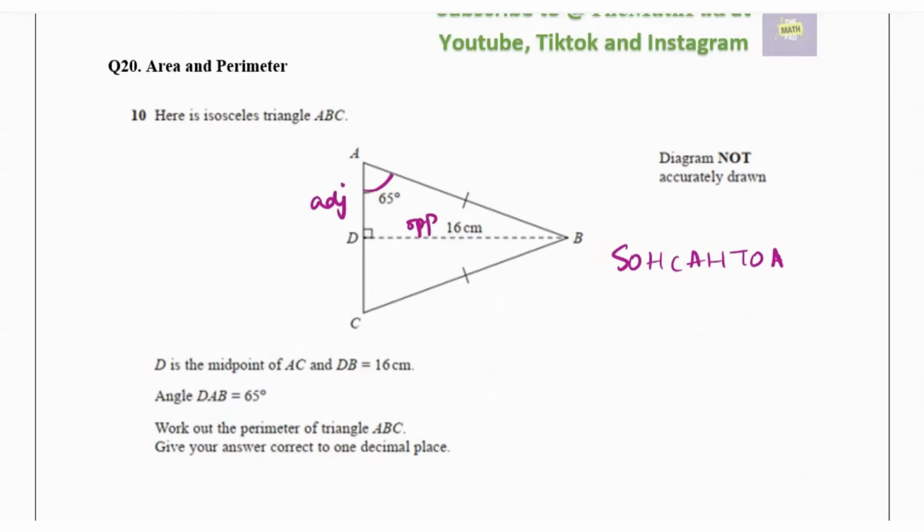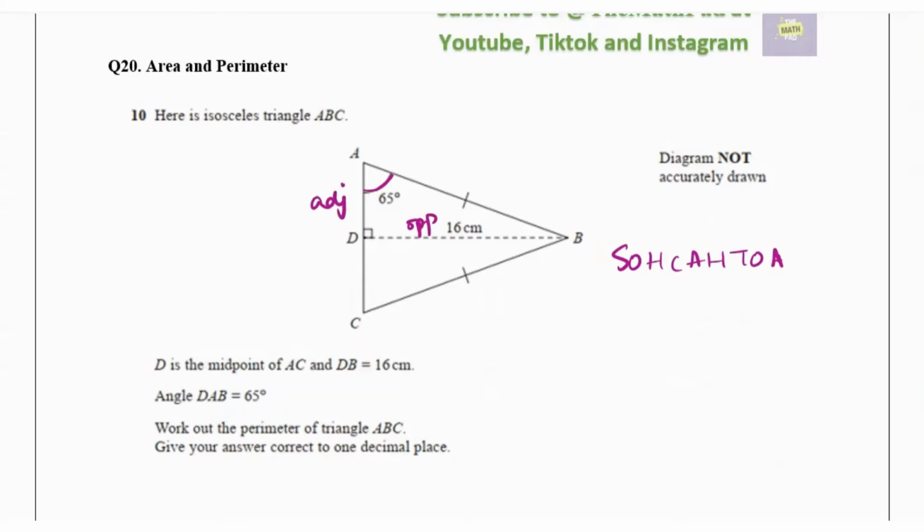So let's begin with finding the adjacent first. Since we are focusing on adjacent and opposite first, we're going to use tan. Tan of 65 equals 16 over AD. So AD is going to be 16 divided by tan of 65, which is going to give us 7.46 centimeters.